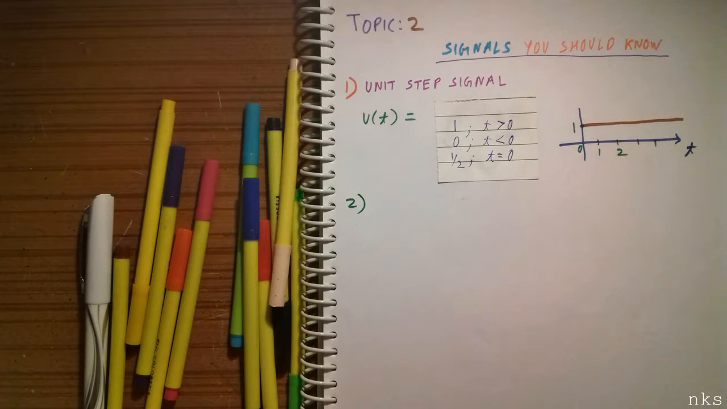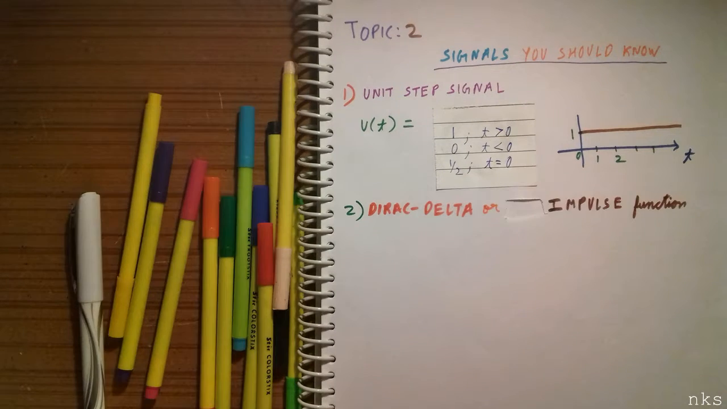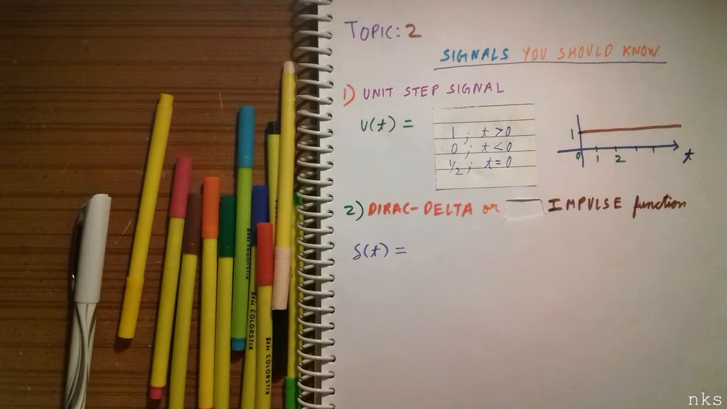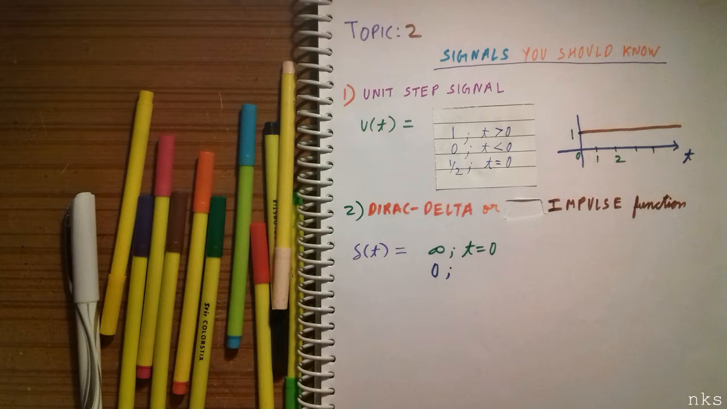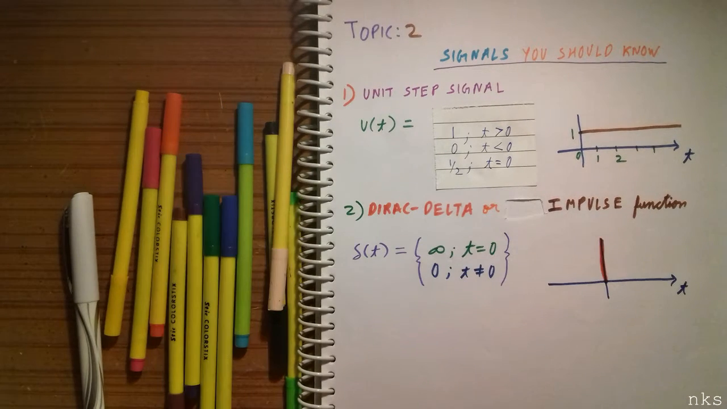Now the second signal is the Dirac delta or impulse function. It is represented by delta of t. It is infinity when t is equal to 0. It is 0 when t is not equal to 0. Now we will draw this. At t equal to 0, it is shown by an arrow mark, and the magnitude of this arrow is infinity, as stated by the definition.